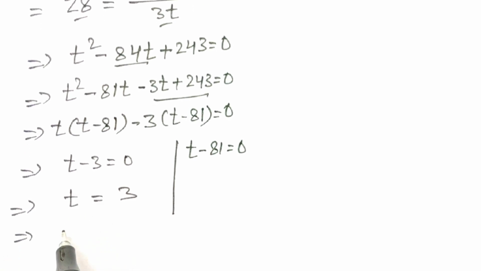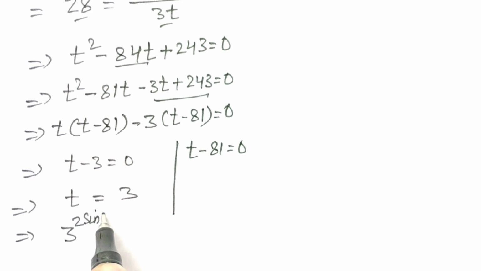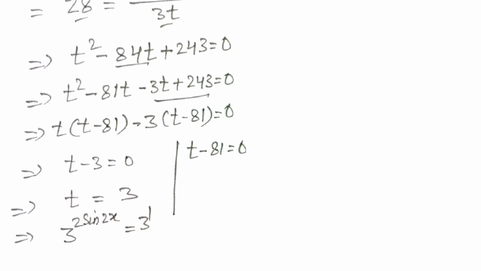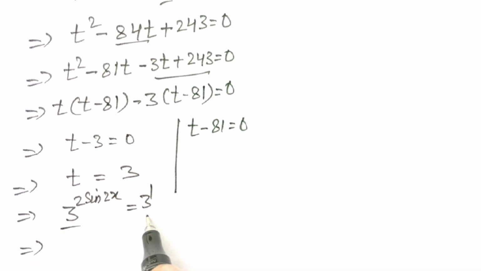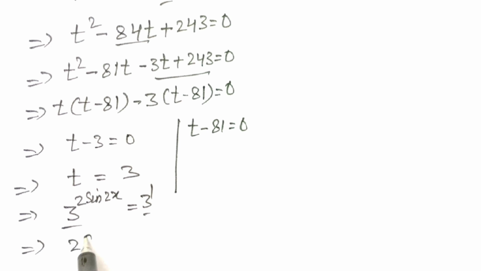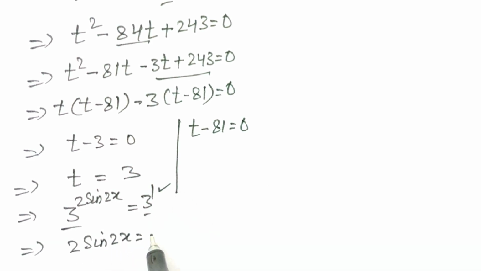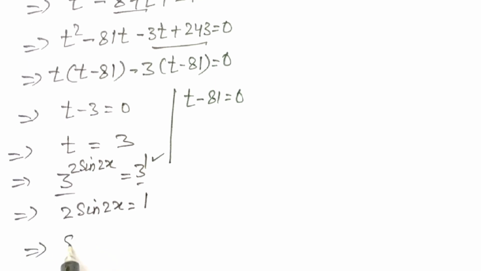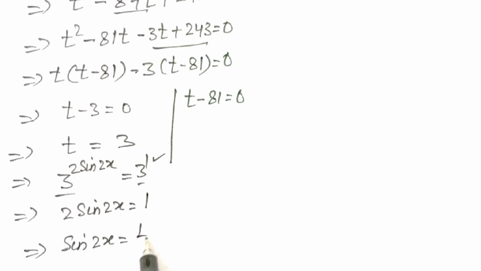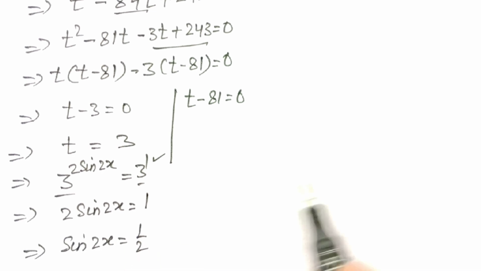As we have assumed, 3 to the power 2 sin 2x is equal to 3 to the power 1. So with the same base, 2 sin 2x is equal to 1, so sin 2x is equal to half.